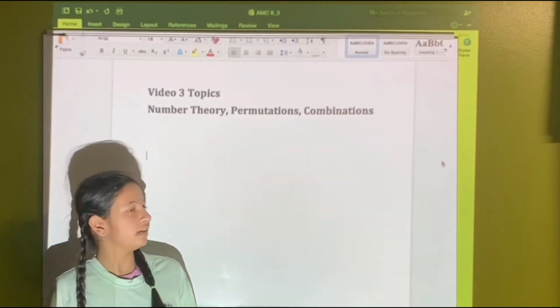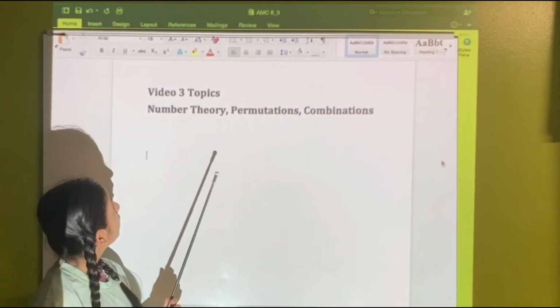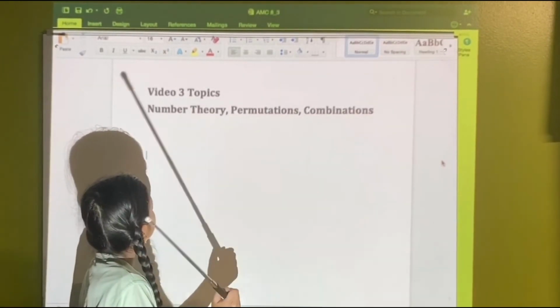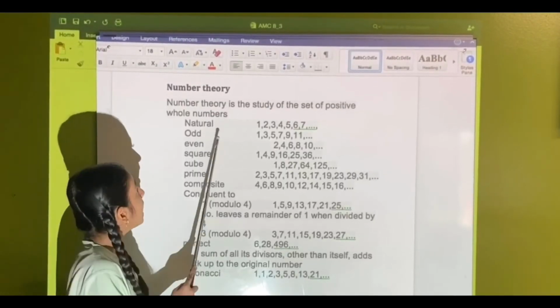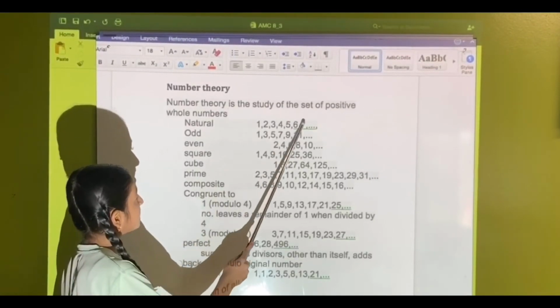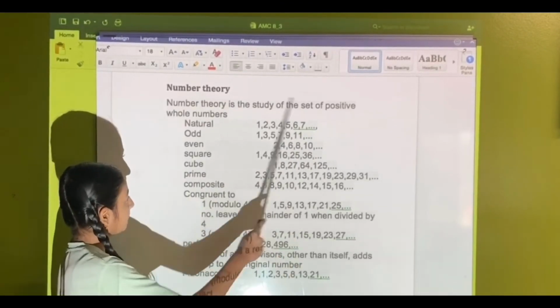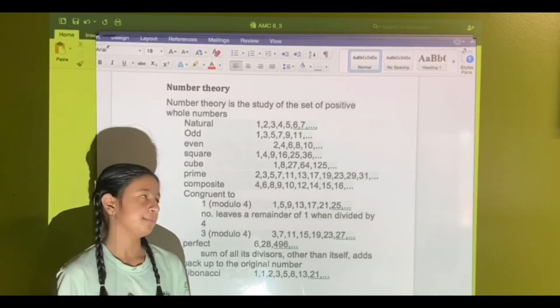This is our third video in our AMC series. Today we're going to be going over number theory, permutations, and combinations. Number theory is the study of the set of positive whole numbers. These are the types of numbers. It's going to be helpful to know this for your AMC exam.